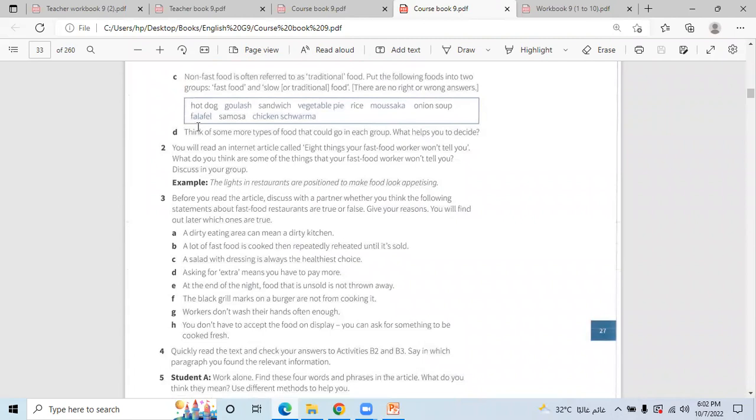Here you can see question C. Non-fast food is often referred to as traditional food, like the slow food, right? As we just mentioned. Put the following foods into 2 groups: fast food or slow food. And there are no right or wrong answers. So hot dog is fast, and then goulash, sandwich, vegetable pie, rice, masaka, onion soup, falafel, samosa, chicken shawarma. You finished this question during the class, while you were putting all these foods into 2 groups.